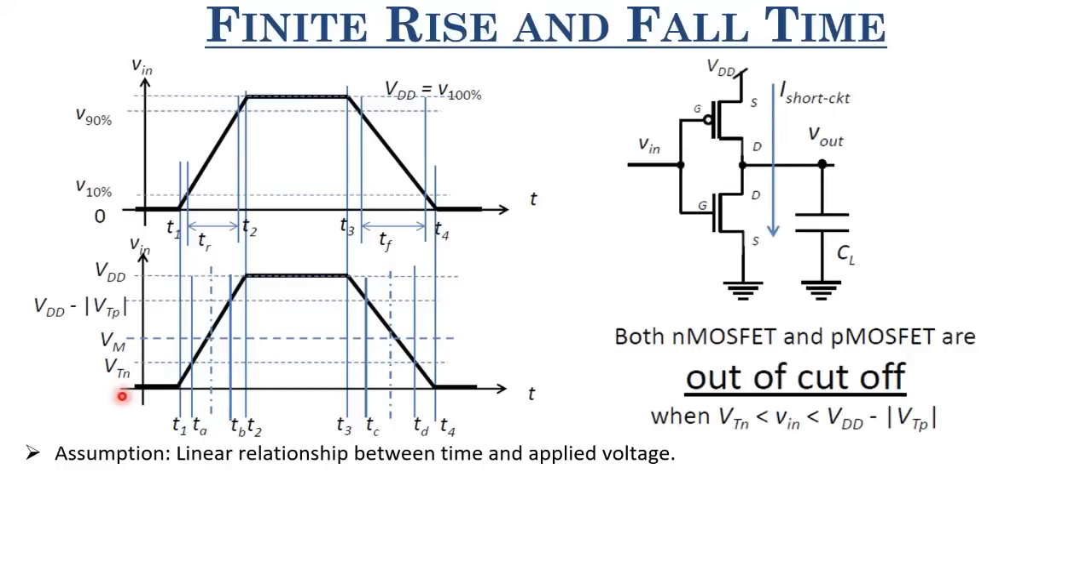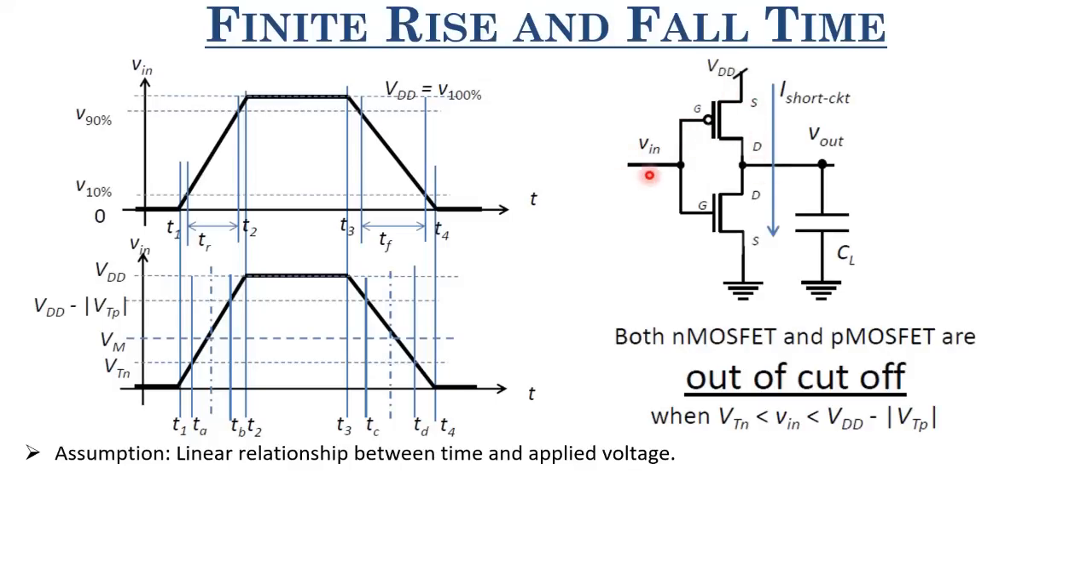Now, as the input voltage goes from 0 to VTN, the NMOS is in the cutoff mode, so no current flows between VDD and the ground. Till that point, no current is flowing between VDD and ground. But the moment the input voltage reaches VTN, the NMOS is out of cutoff, and the PMOS is already out of cutoff. It is in the linear mode, right? This PMOS is in the linear mode here.